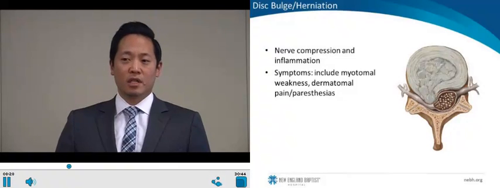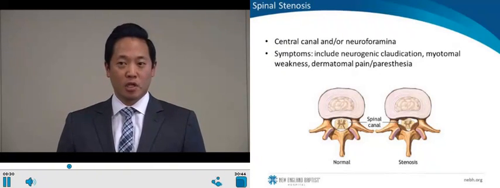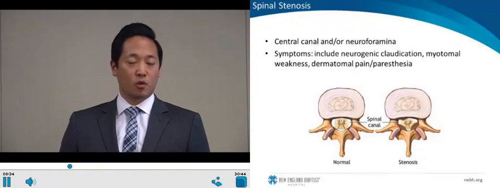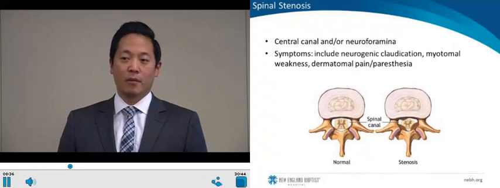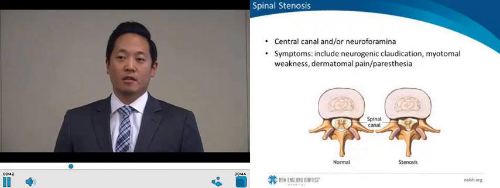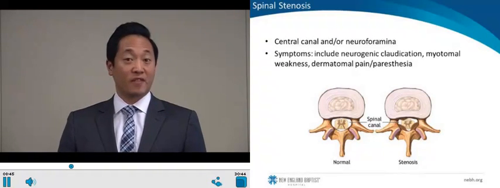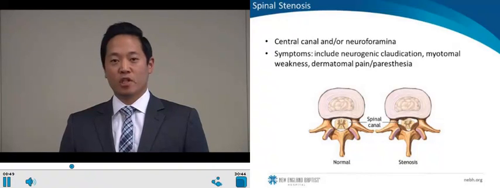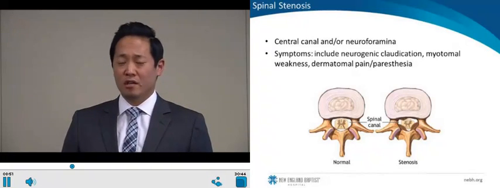Spinal stenosis is essentially a higher degree of narrowing. In this picture, you can see that the central canal has been narrowed by a combination of a disc bulge as well as enlargements of the facet joints posteriorly. This problem can manifest itself either in the central canal or in the neuroforamen. Symptoms which may result would be neurogenic claudication.